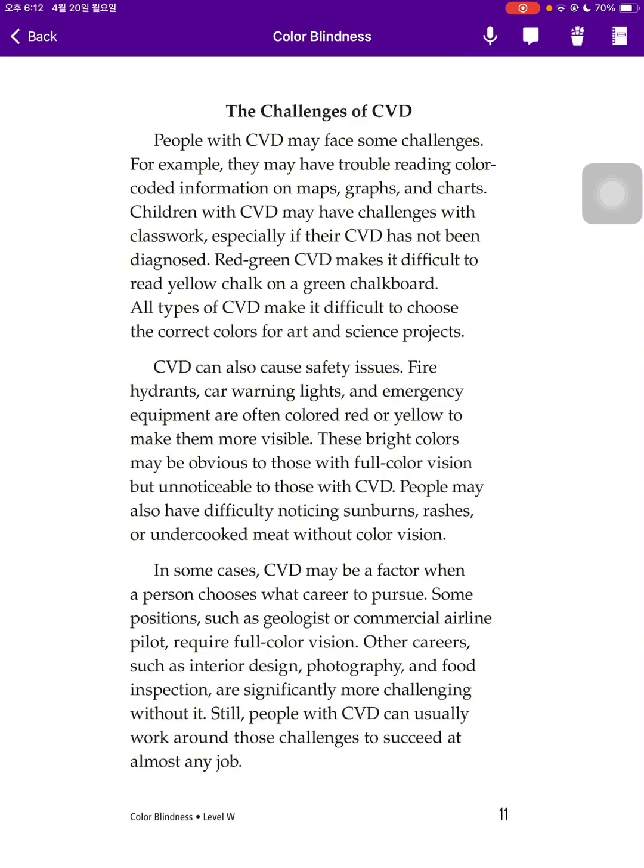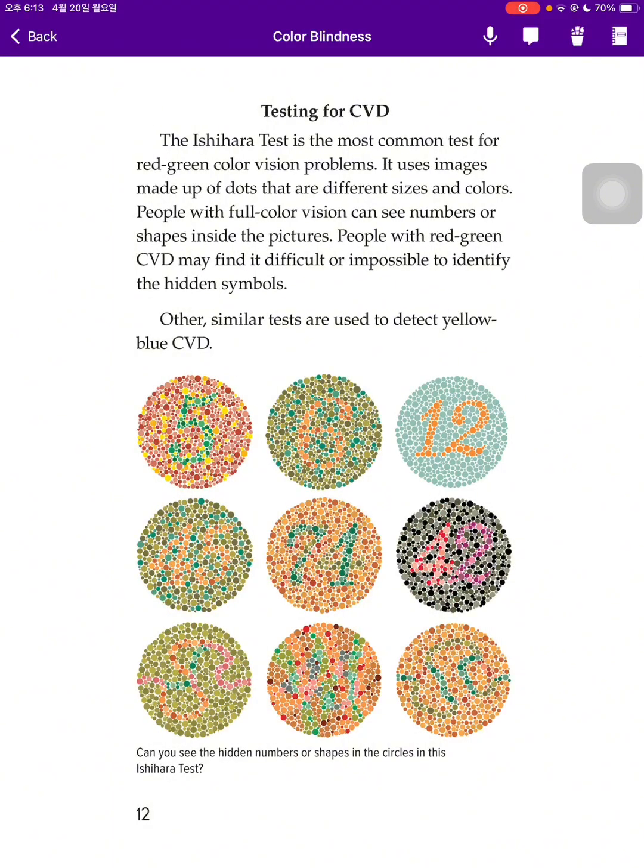In some cases, CVD may be a factor when a person chooses what career to pursue. Some positions, such as geologist or commercial airline pilot, require full color vision. Other careers, such as interior design, photography, and food inspection, are significantly more challenging without it. Still, people with CVD can usually work around those challenges to succeed at almost any job.